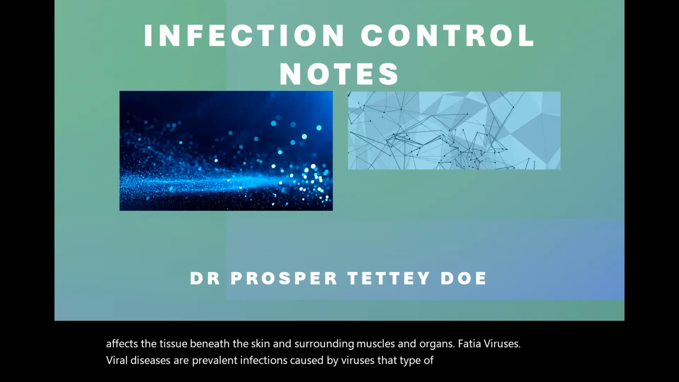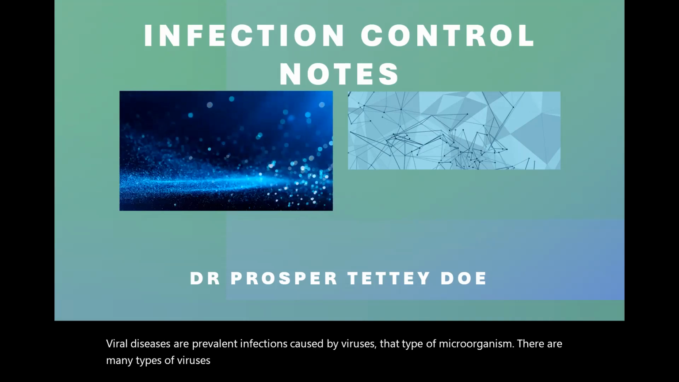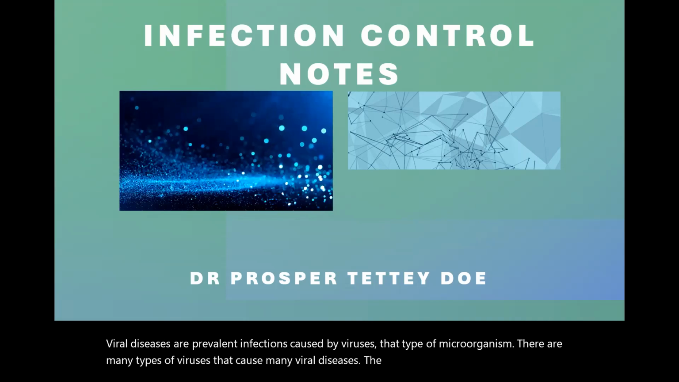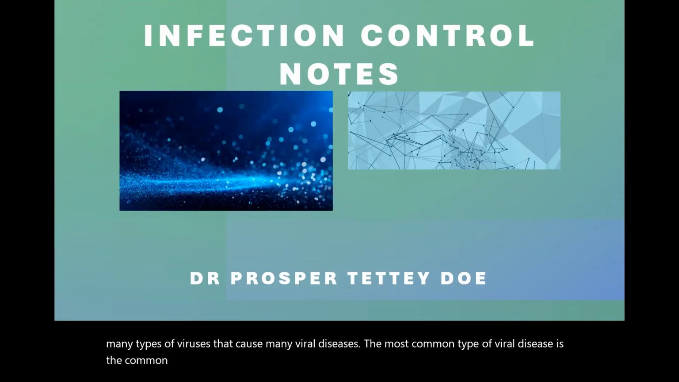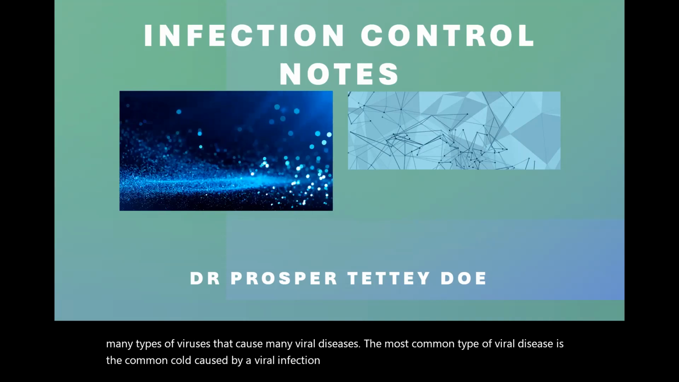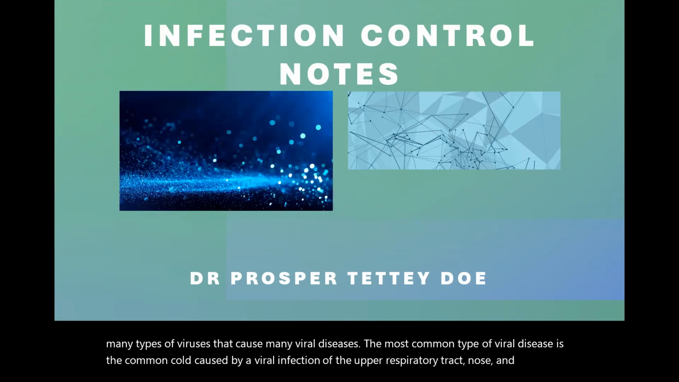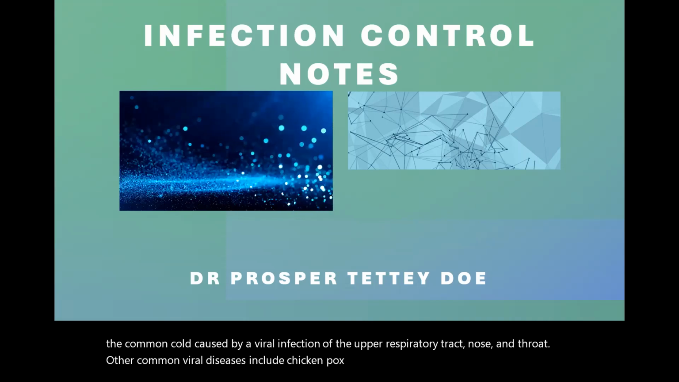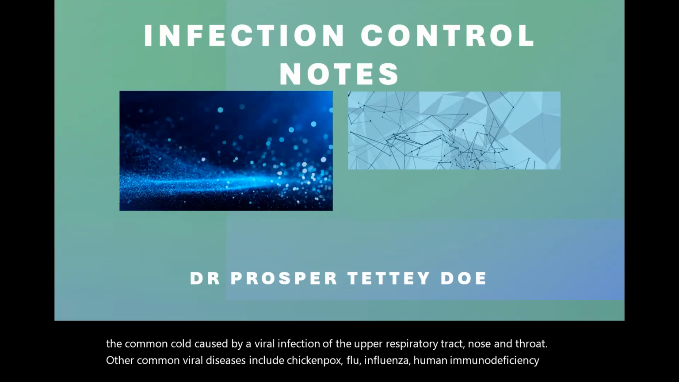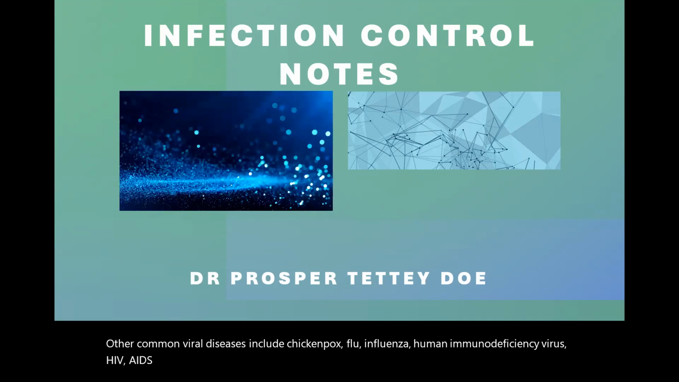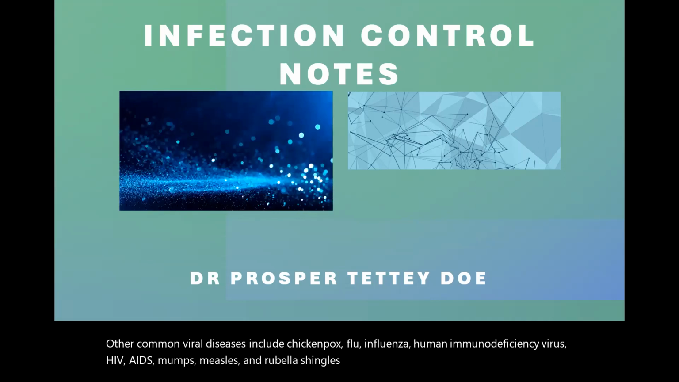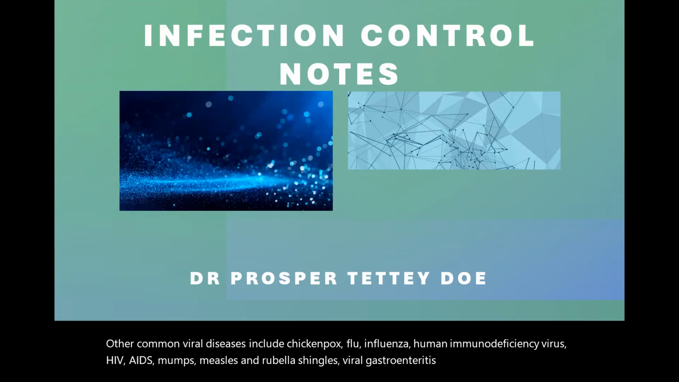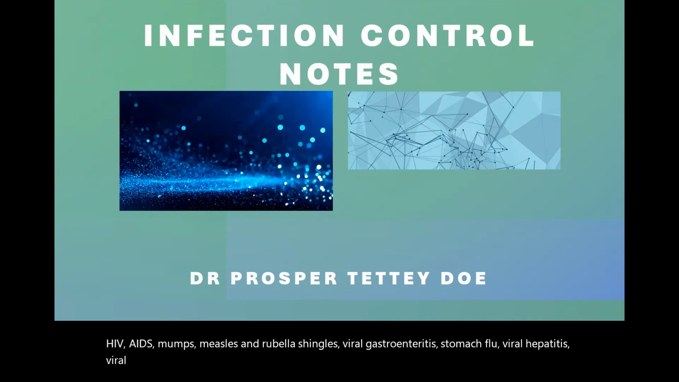Viruses. Viral diseases are prevalent infections caused by viruses, a type of microorganism. There are many types of viruses that cause many viral diseases. The most common type of viral disease is the common cold, caused by a viral infection of the upper respiratory tract, nose and throat. Other common viral diseases include chickenpox, flu, influenza, human immunodeficiency virus, HIV, AIDS, mumps, measles and rubella, shingles, viral gastroenteritis, stomach flu, viral hepatitis, viral meningitis, viral pneumonia.